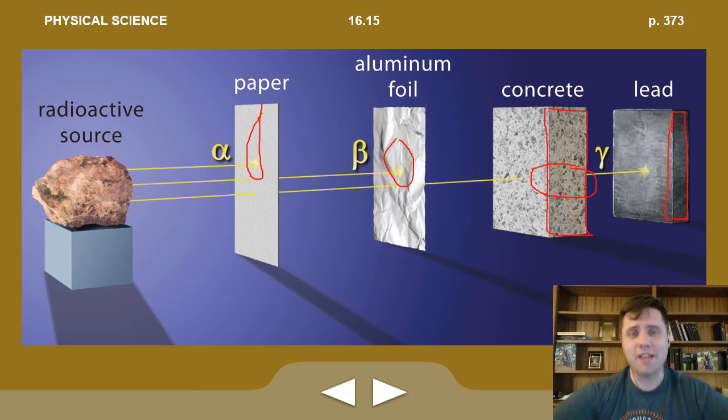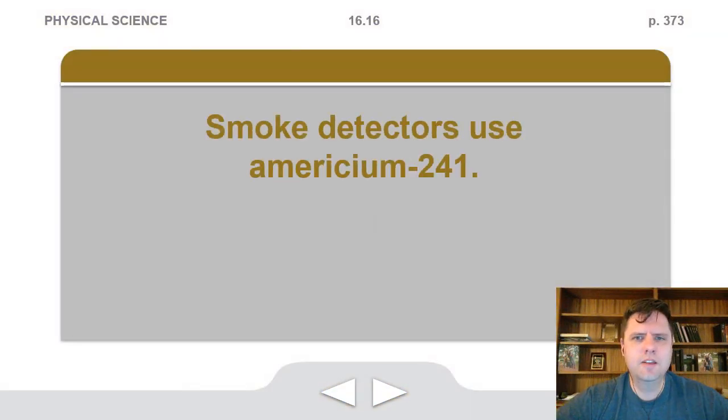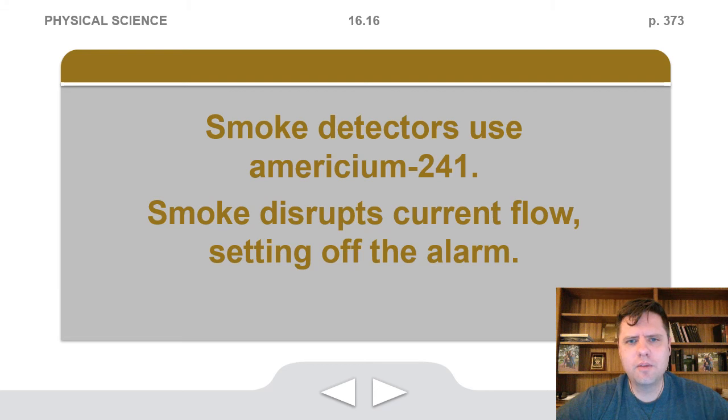And this is why if you're getting x-rays and stuff like that, they usually put some sort of lead thing over your body where they don't want to take any sort of scans or x-rays, so that way you're not receiving radiation to parts of your body where it should not be. So smoke detectors use americium-241, which is a radioactive element. Smoke disrupts the current flow, setting off the alarm.